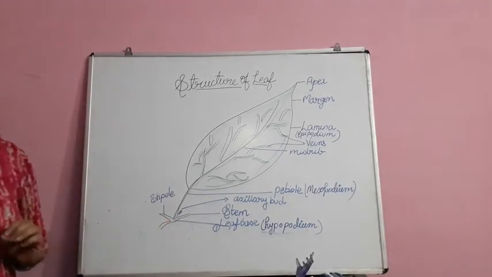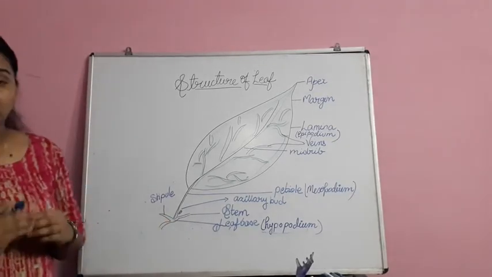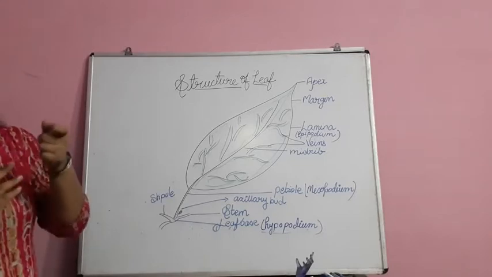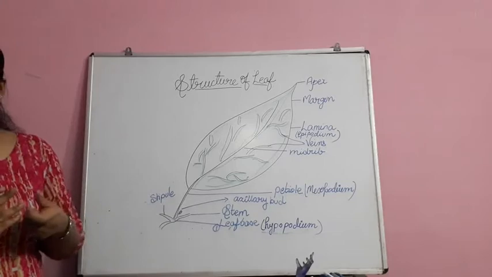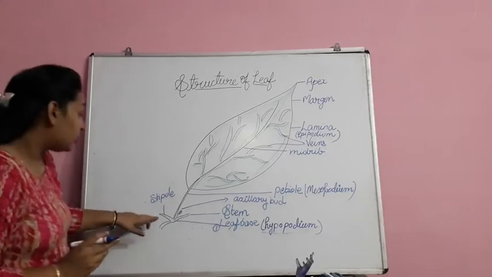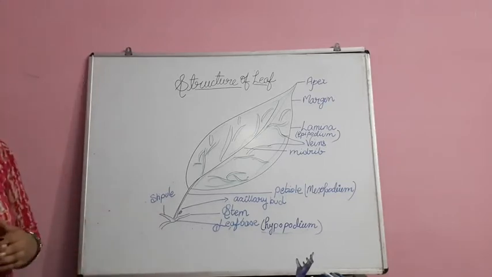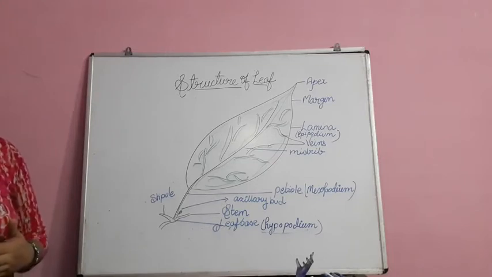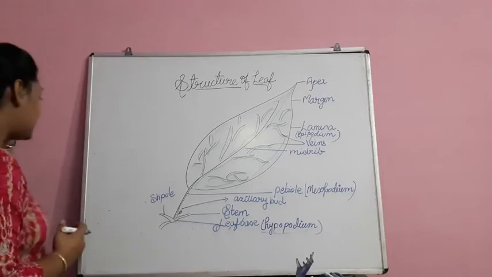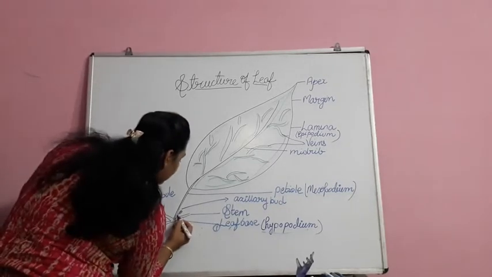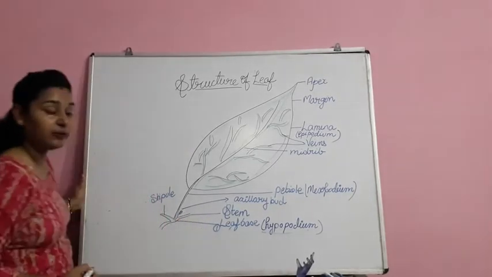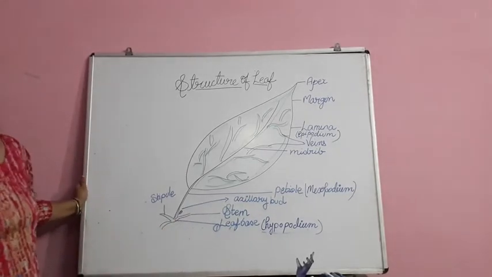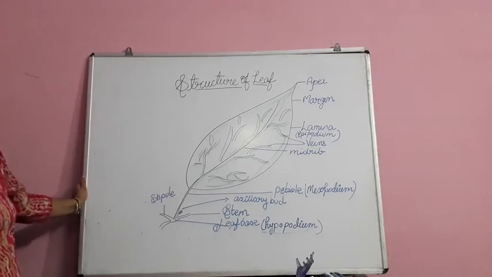This stipule is a leafy structure present at the nodal section of the stem from where the leaf arises. The plants which bear stipules are called stipulate, and the plants which don't bear stipules are called exstipulate. Just next to this you will see an axillary bud arising. This axillary bud arises just next to the leaf base at the nodal section, right?